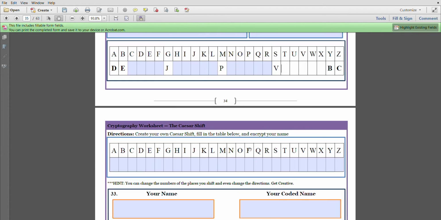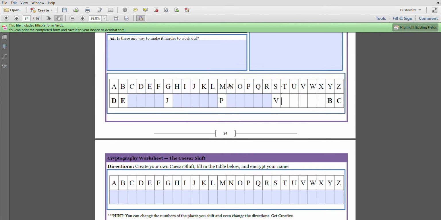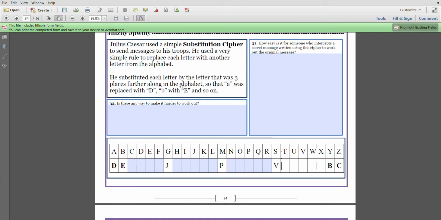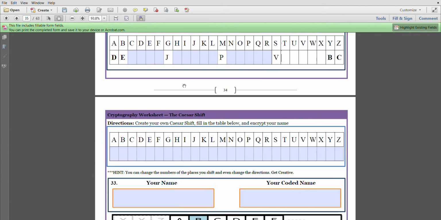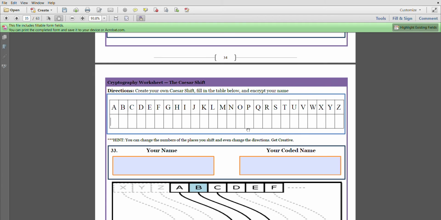Okay? The Caesar shift continued. Create your own Caesar shift. Fill in the table below and encrypt your name. So Caesar simply went ahead 3 places further along in the alphabet. You have to make your own by going ahead or behind a certain number of places. You can change the number of places in your shift and change the direction. Get creative with it, okay? So fill in the table with your own Caesar shift, and then you're going to write out your name.